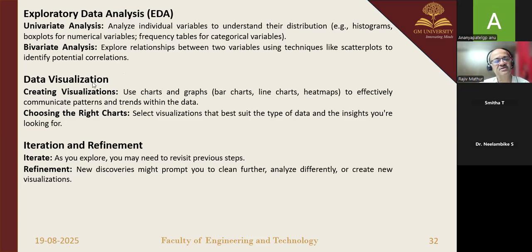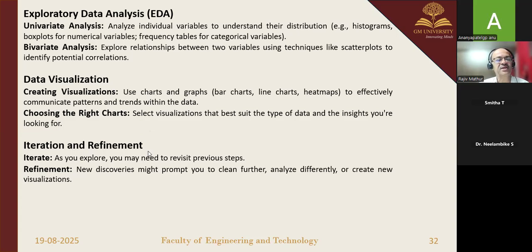Then you have data visualization, creating visualizations, using charts and graphs and all those things. So choosing the right chart, we need to be aware as to which chart has to be used for which type of visualization. Tomorrow we will look at that and we'll have a graphical picture which will tell you which graph is to be used when. Select visualizations that best suit the type of data and the insights you are looking for, choosing the right chart.